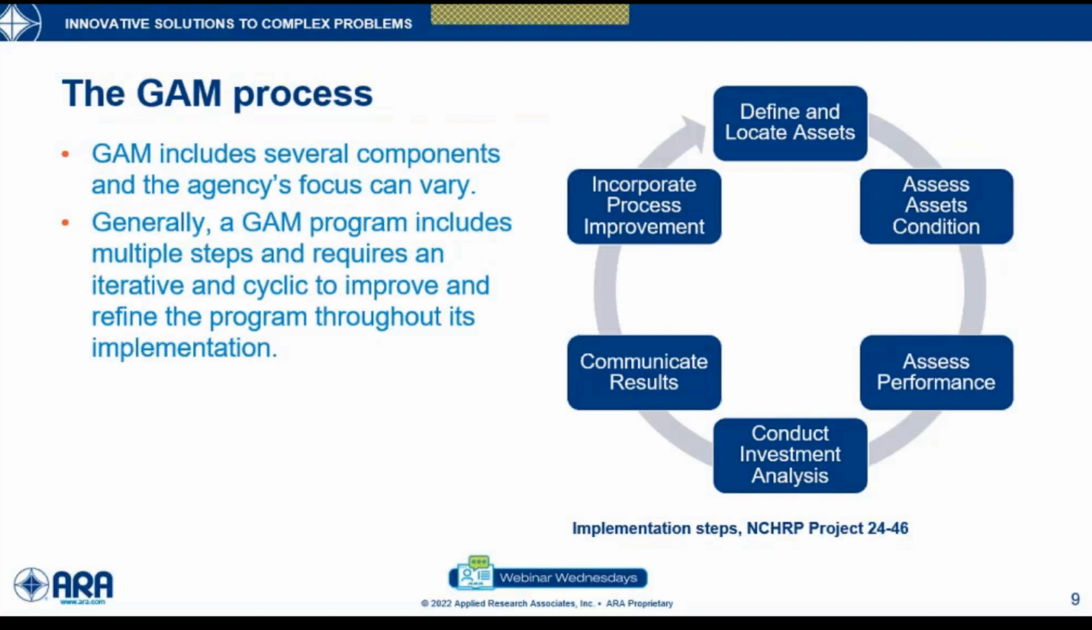So here is a general outline of the geotechnical asset management process. This process comes from the NCHRP project 24-46, and this is more of an implementation process, or implementation steps, for GAM programs. So today we will tackle some of these processes, but one thing I wanted to point out in this slide, as I mentioned initially, is that the progression in these processes depends on the agency needs and the agency level of maturity.